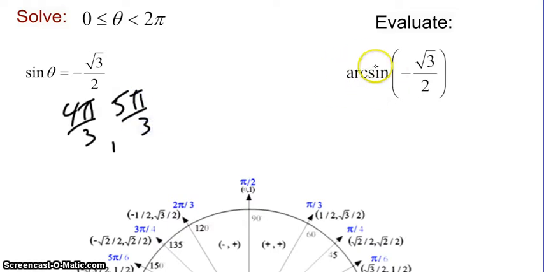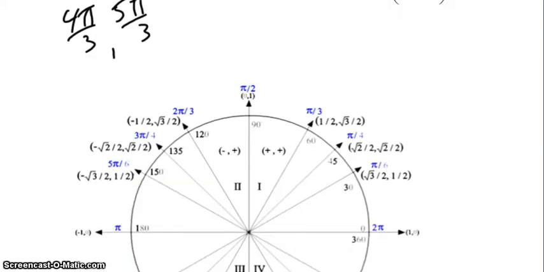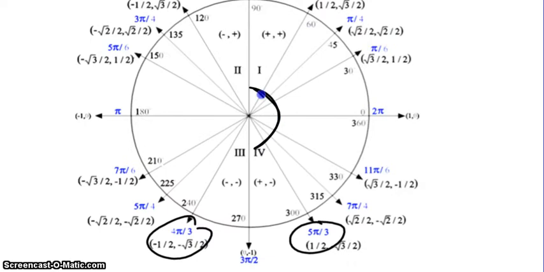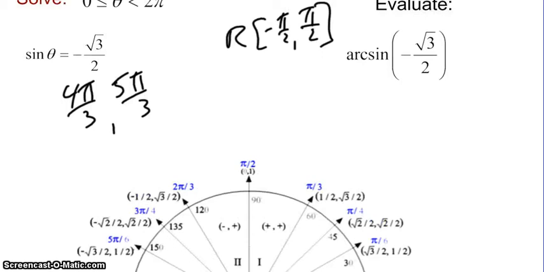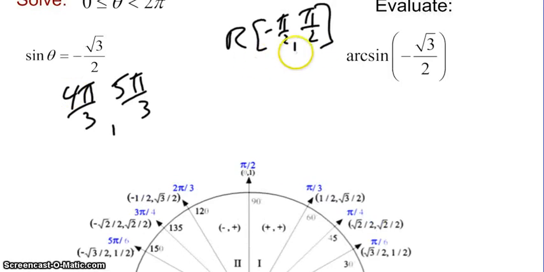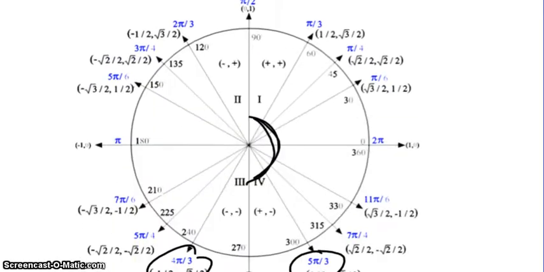Now we have our restrictions to think about, again, which go from -pi/2 to pi/2 for arcsine. So we're looking at our first and fourth quadrants. The most logical answer would be to say, well, it's 5 pi over 3. However, 5 pi over 3 does not fit in our range. It needs to be the negative angle in the fourth quadrant.